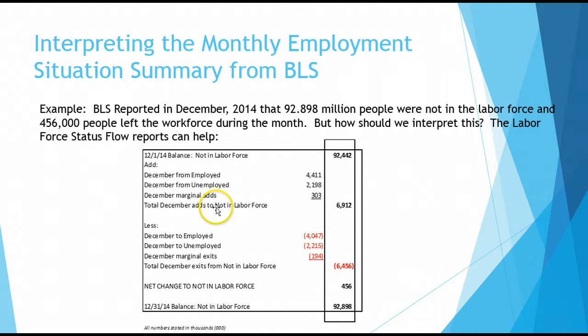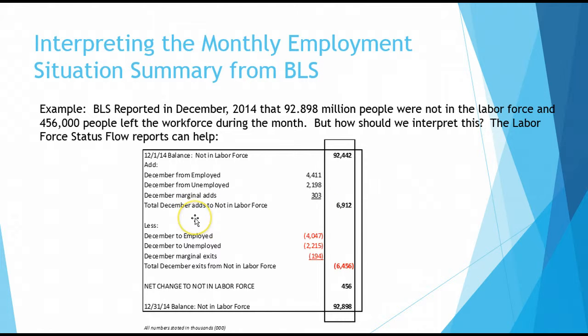Then the BLS has this marginal ads category, and it's kind of a nebulous thing. It looks to be mostly rounding. So I don't even really address that. But then you come to the total of the number of people that actually left either the employed category or unemployed category and are now not in the labor force. And that in the month of December was 6.9 million people. That's a bunch of people.